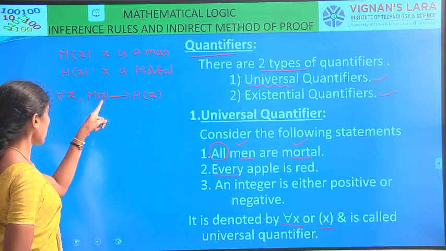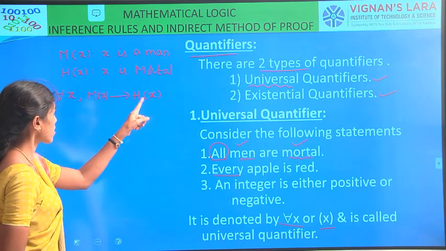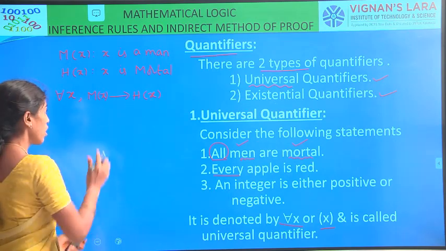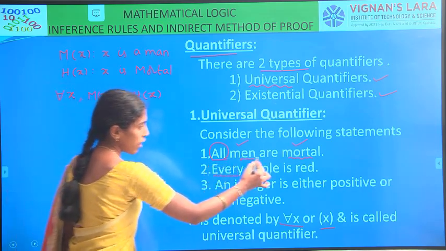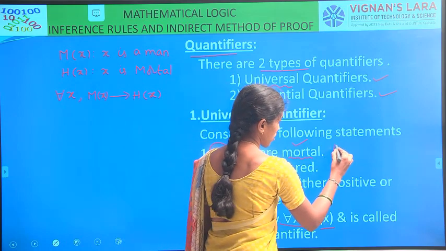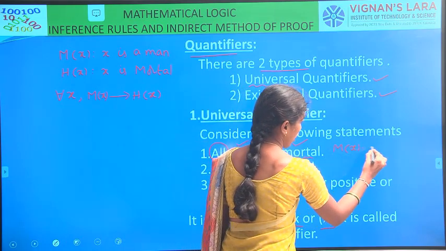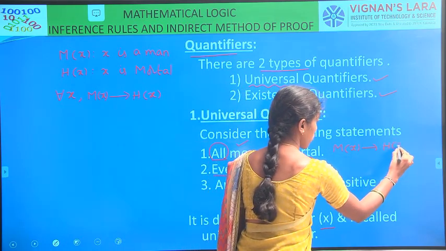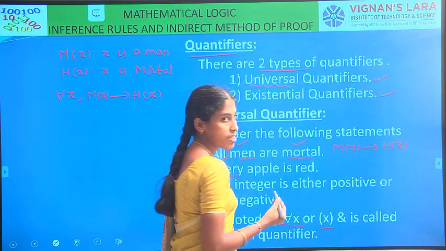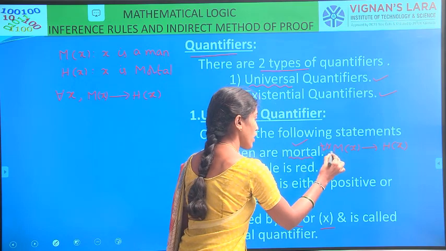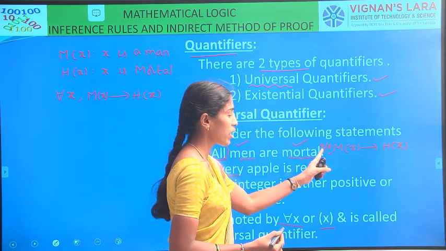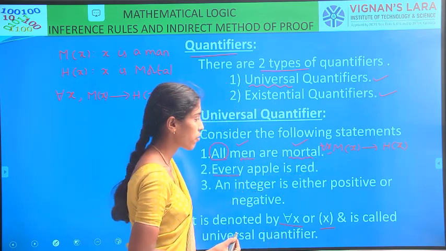So what is the meaning? For every x, if x is a man, x is mortal also. All men are mortal is represented by m of x conditional h of x. If x is a man, then x is mortal. It is true for every x, which is bounded by the universal quantifier for every.